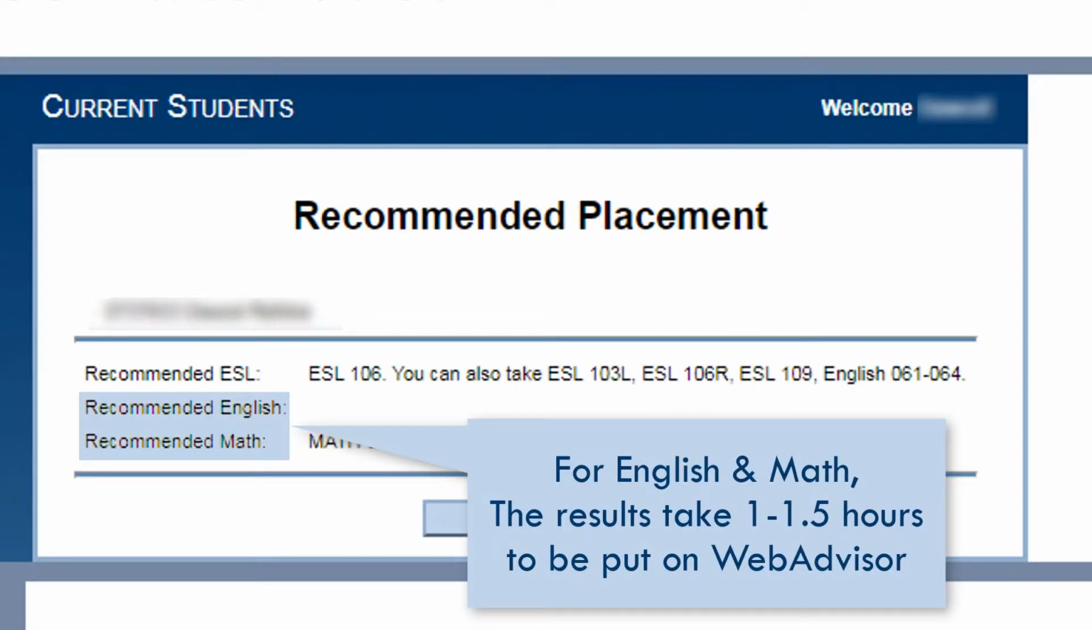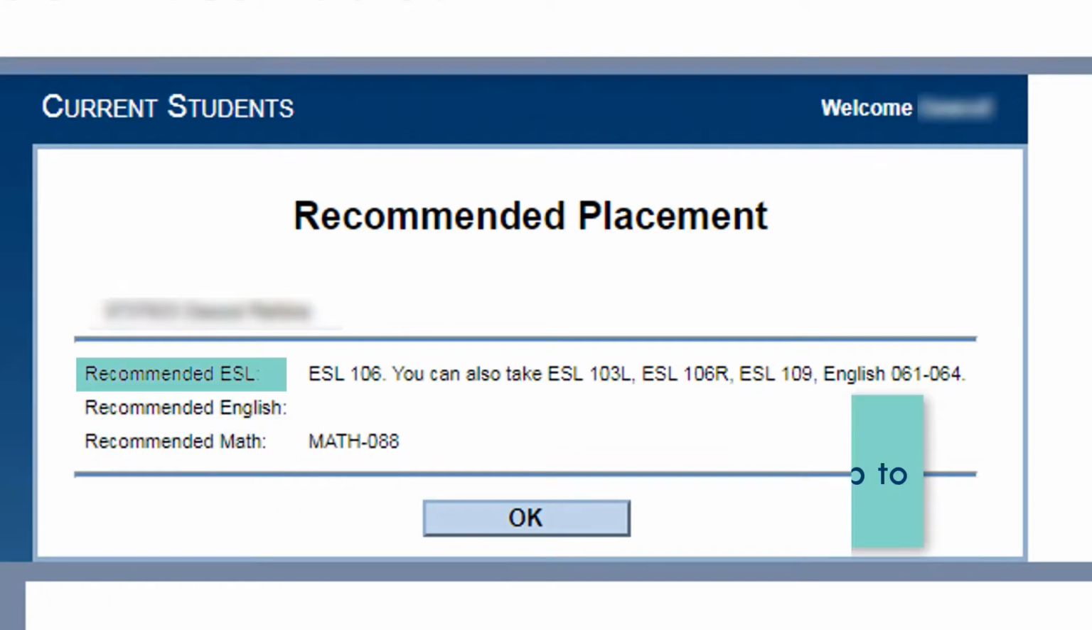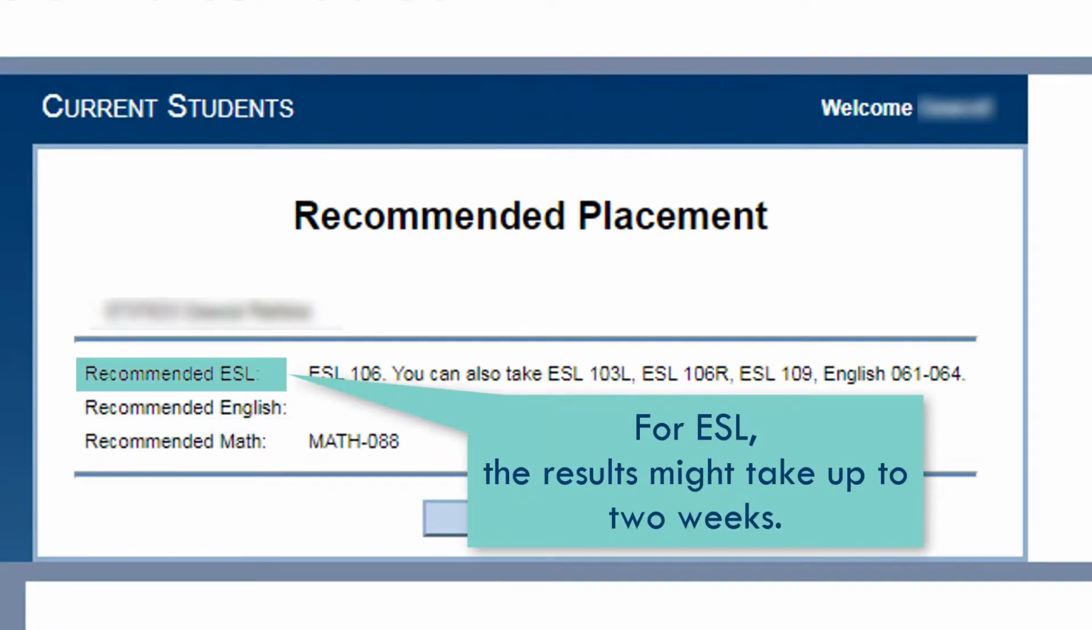The results for English and Math usually take an hour or an hour and a half after you finish the test. And the results for ESL tests usually take 1 to 2 weeks after you complete the test.